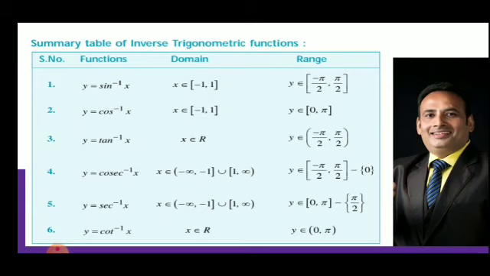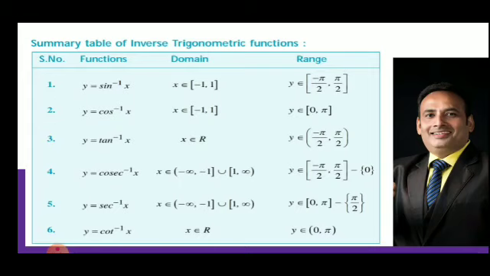Let me recall it once. y equal to sine inverse x, domain is -1 to +1, range is minus pi by 2 to plus pi by 2, correct? And the graph you can see there, right? So y equal to cos inverse x, domain -1 to +1, range is 0 to pi. y equal to tan inverse x, domain x belongs to all real numbers, range y belongs to minus pi by 2 to plus pi by 2.